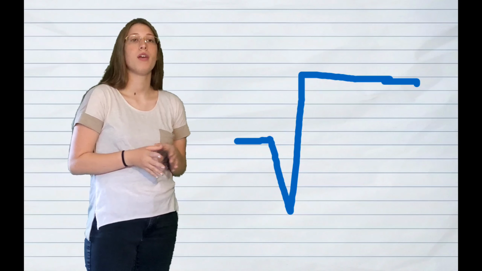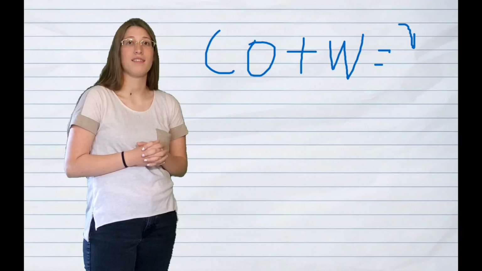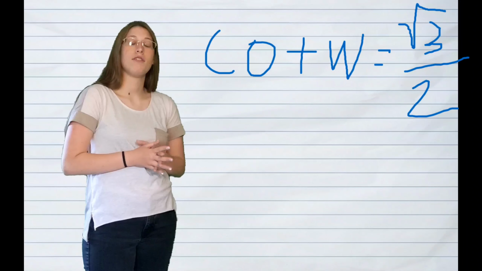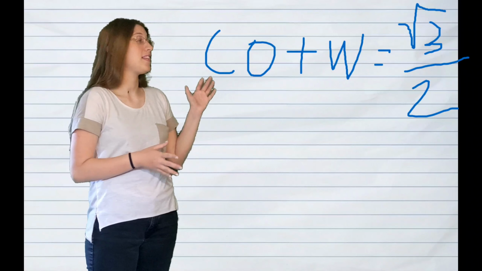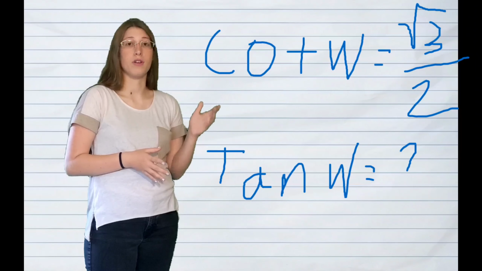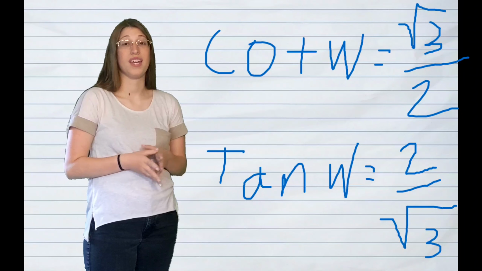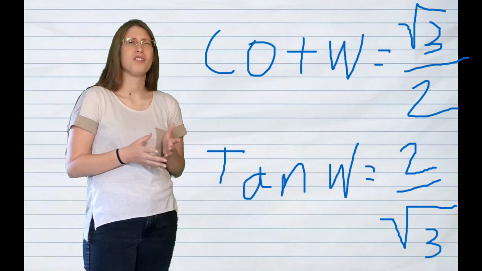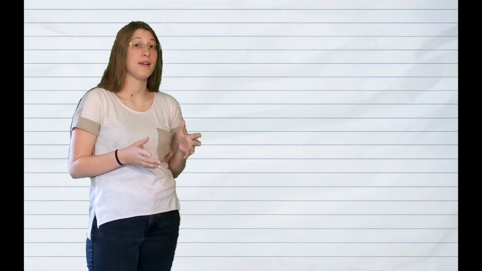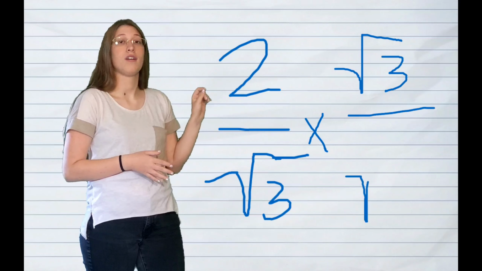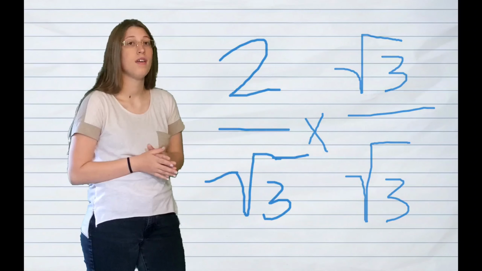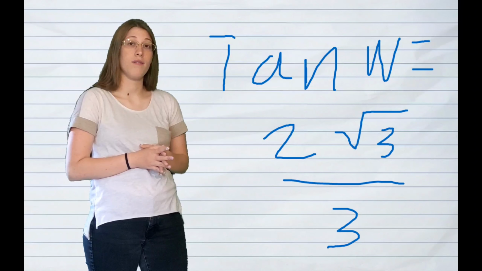Let's look at this next one, which can be a little tricky because it has a square root. You have cotangent of x equals the square root of 3 over 2. Now we already know that this would mean that tangent of x equals 2 over square root of 3. But you can't have a square root of 3 in your denominator. So what do we do? Well, it's pretty simple. You just multiply the fraction by square root of 3 over square root of 3. This would give you 2 square root of 3 over 3.